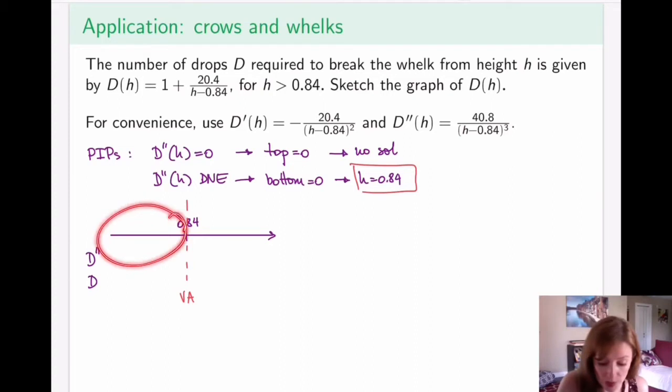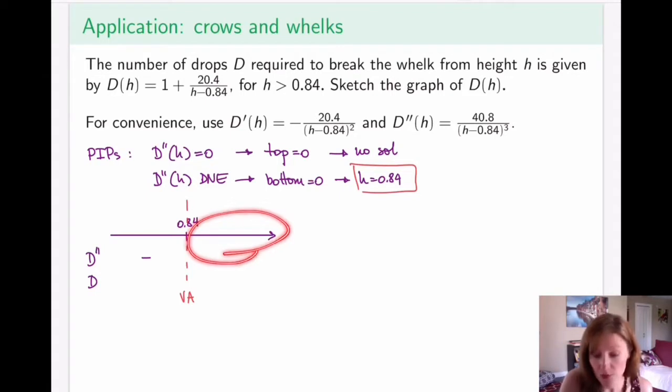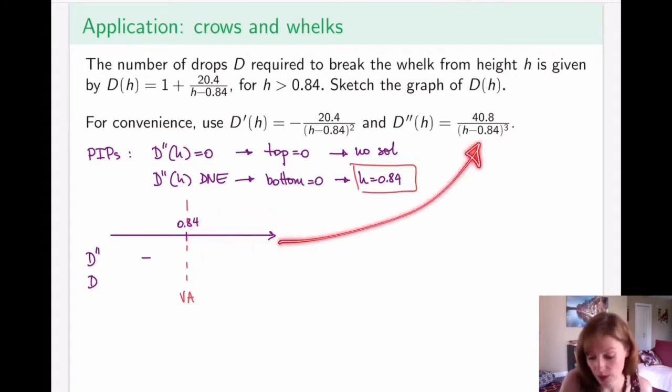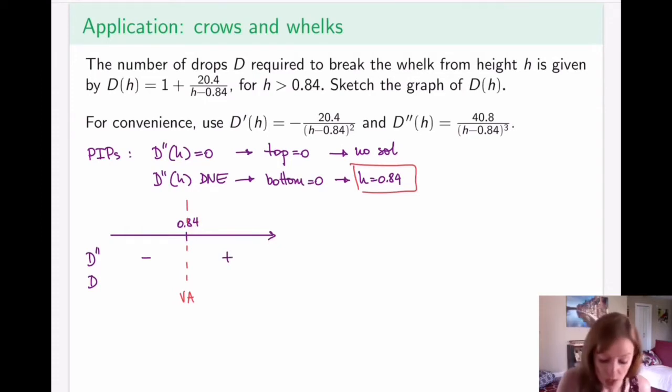I'm going to pick a number here and plug it into the second derivative. If I pick, let's say 0, plug into the second derivative, I notice that it's going to be negative. And then I'm going to pick a number on this side of 0.84 and plug into the second derivative to discover that on this side, the second derivative is in fact positive. So my function was concave down before and becomes concave up after the asymptote.